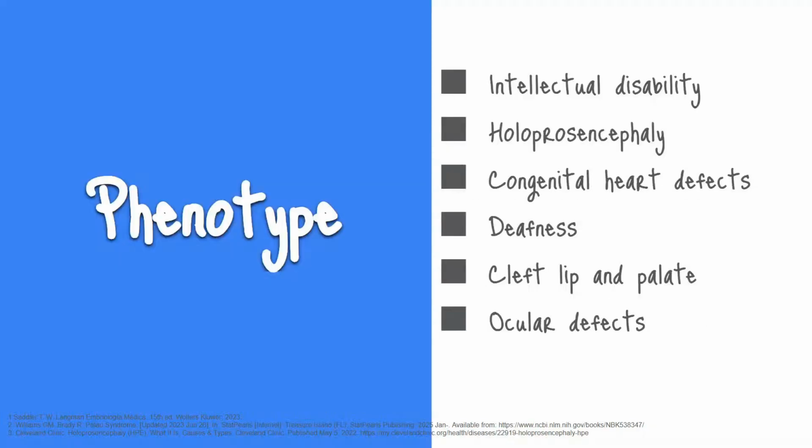Phenotype, or what can be seen. The main anomalies in trisomy 13 are intellectual disability, holoprosencephaly, when the brain fails to divide into two halves, and congenital heart defects, deafness, cleft lip and palate, and ocular defects.